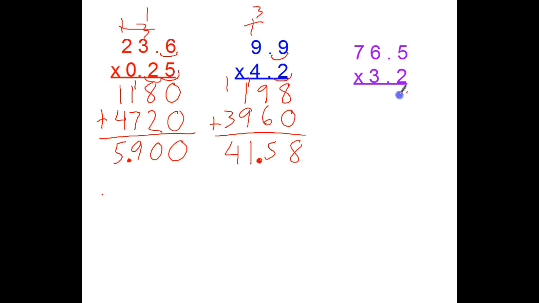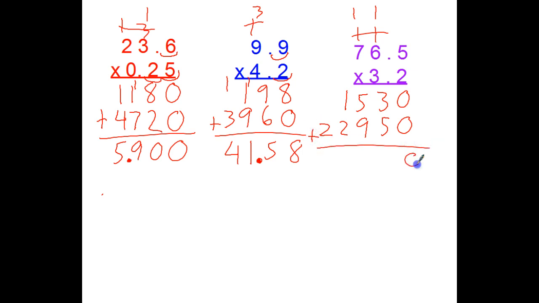Last one. 2 times 5 is a 10. Carry my 1. 2 times 6, 12 plus 1 is 13. 2 times 7, 14 plus 1 is 15. 3 times, Marco Polo. 3 times 5, 15. Carry my 1. 3 times 6, 18 plus 1, 19. 3 times 7, 21 plus 1 is 22.